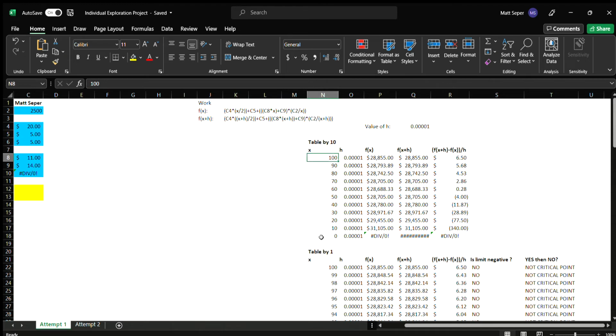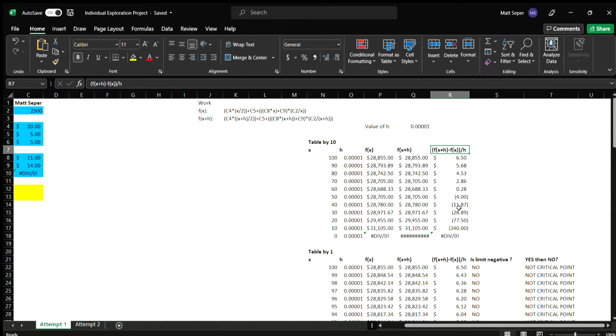This one goes from 100 to 0 by 10, and the h value up here goes into this whole column. I just chose a really small value for h because I knew it was approaching 0. Then I had f of x, which is just this function up here with this x value plugged in, and f of x plus h is the same function with x plus h plugged in. Then these values are calculated as you see up here, f of x plus h minus f of x over h. And this did work.